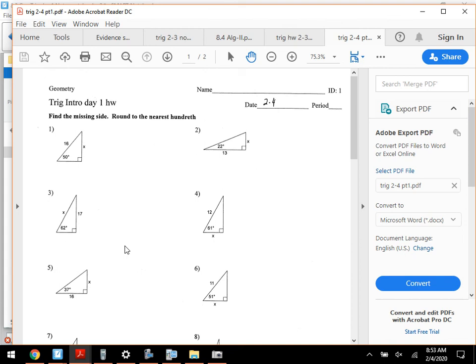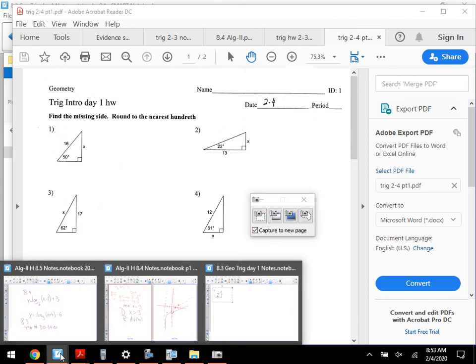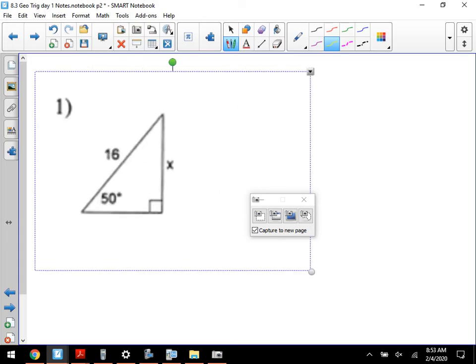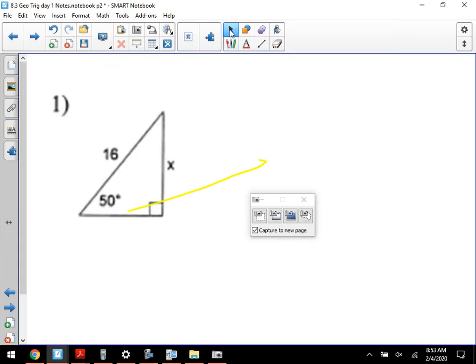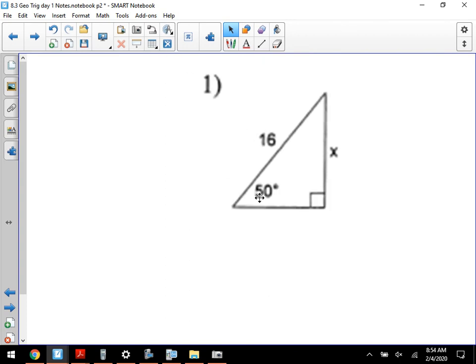Okay. So let's start with number 1. And the reason why I gave you guys this one. As we go back into this one, first step is to do what? Circle theta. Good. It's theta.